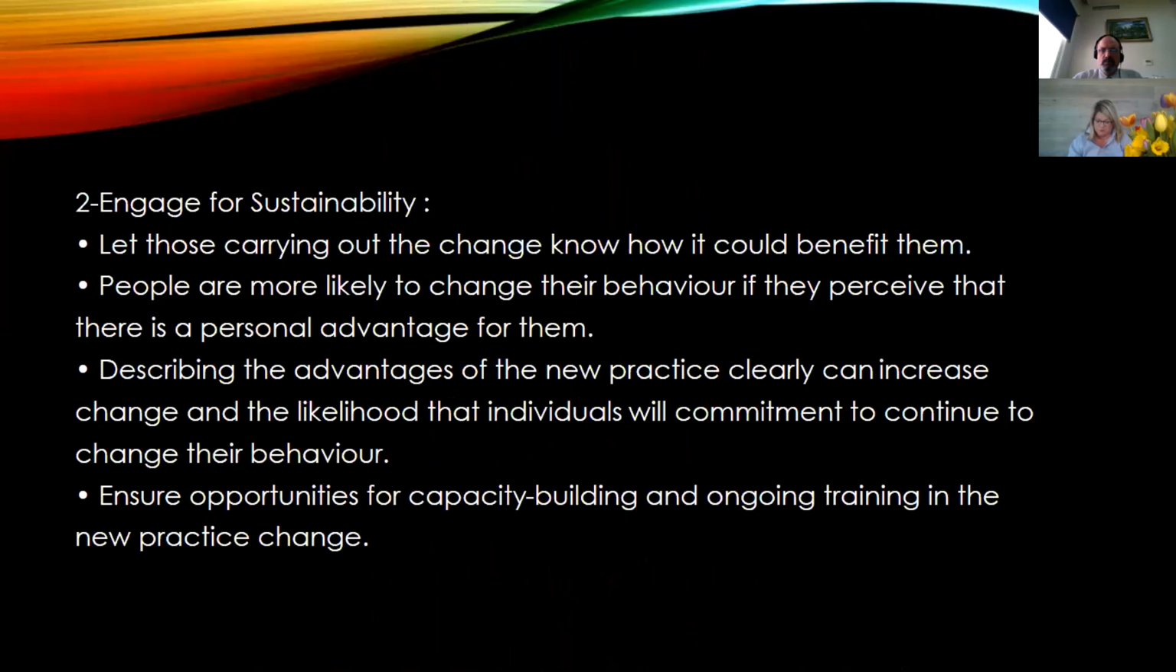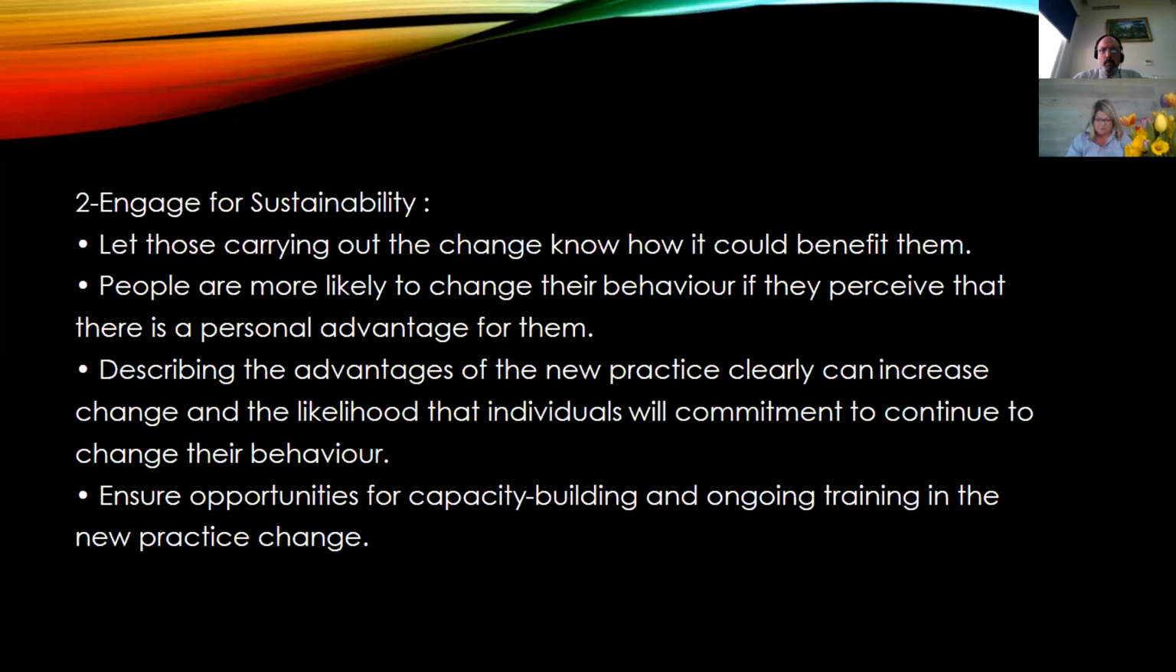Engage for sustainability. Let those carrying out the change know how it could benefit them. People are more likely to change behavior if they perceive that there is a personal advantage for them. Describing the advantage of the new practice clearly can increase the chance that individuals will communicate and continue the change to their behavior.